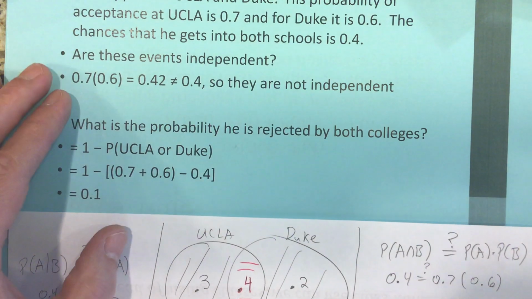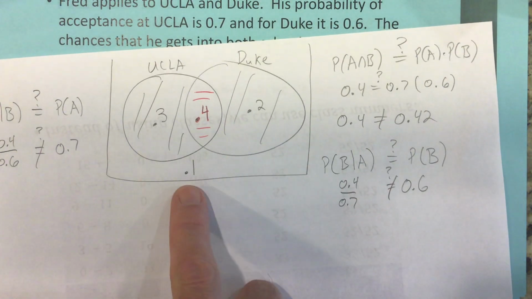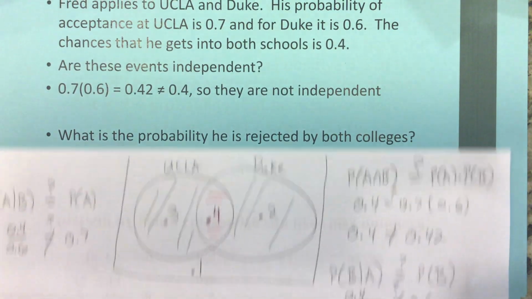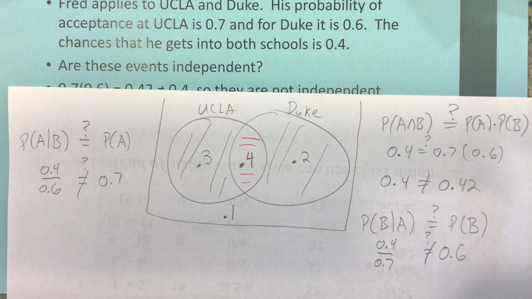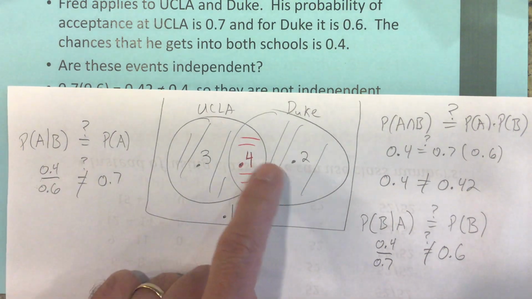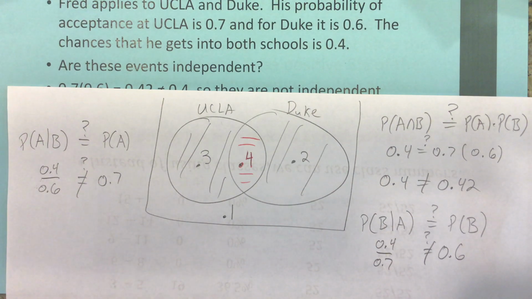Oh, what's the probability he's rejected by both? 0.1. We actually already did that problem right there. 0.1. Okay, so these Venn diagram problems are really just about subtraction. And then to get your conditional probabilities, you're going to be dividing segments of one circle by an entire circle.